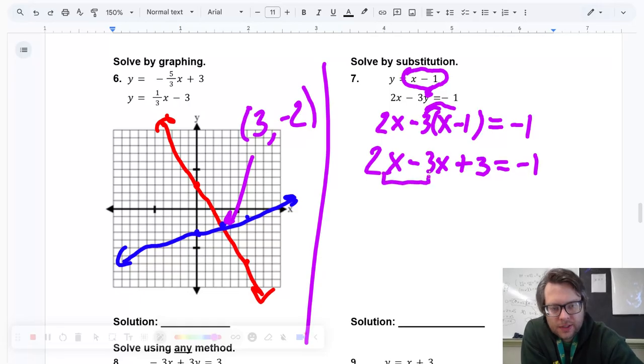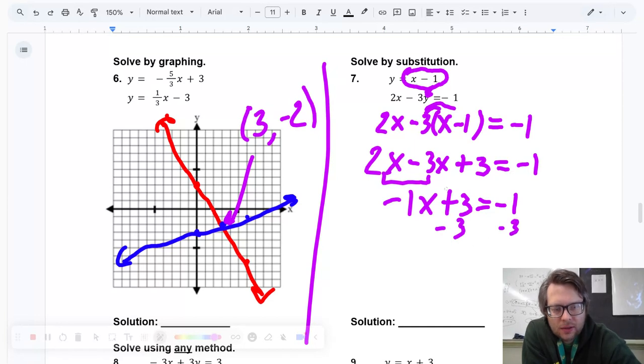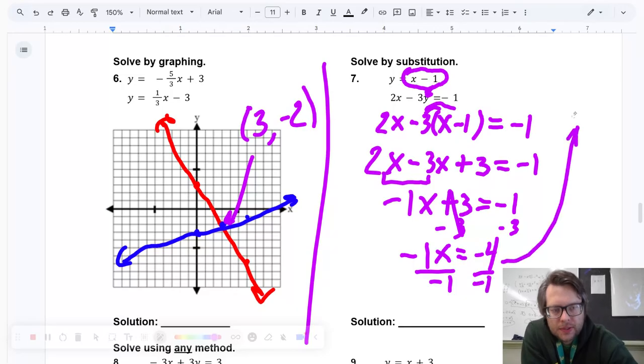I've got these x's on the same side, so I can combine them. 2 minus 3 is negative 1. If I wanted to, I could have just written negative x. Then I'm going to get the 3 on the other side. Minus 3 cancels plus 3. So negative 1x is negative 4. Dividing both sides by negative 1 gives me x equals 4.